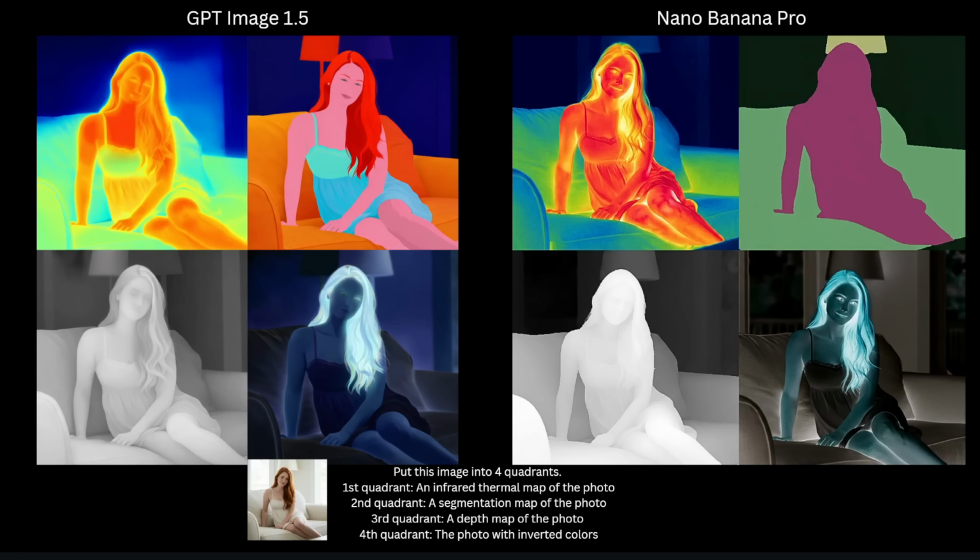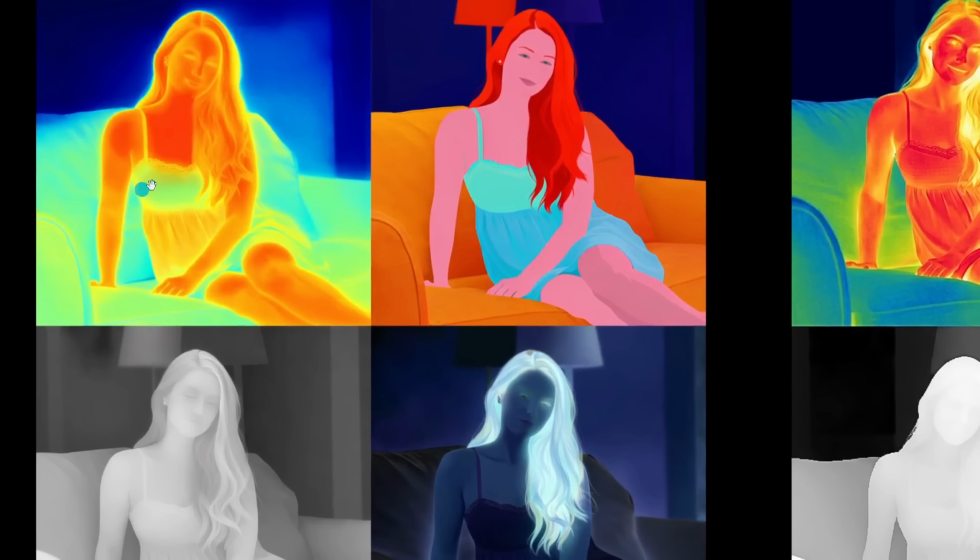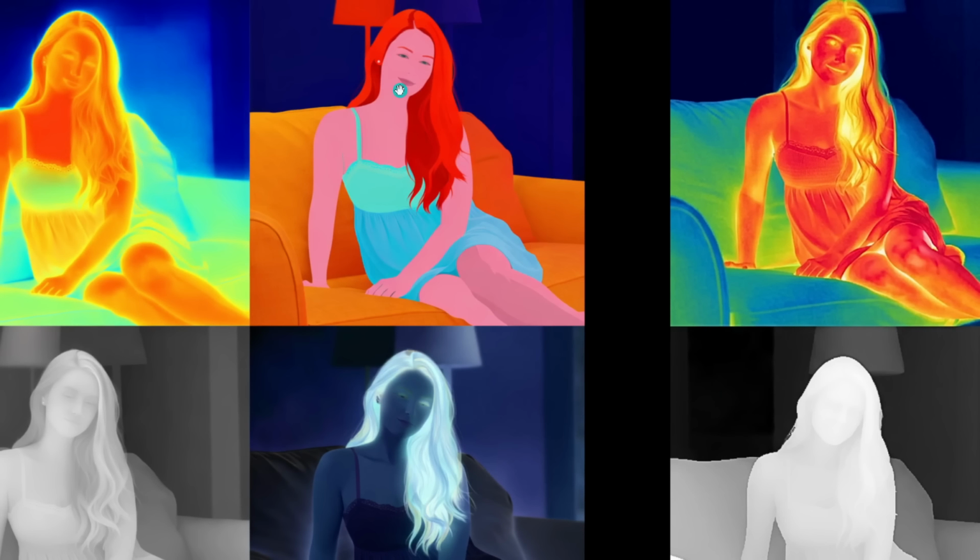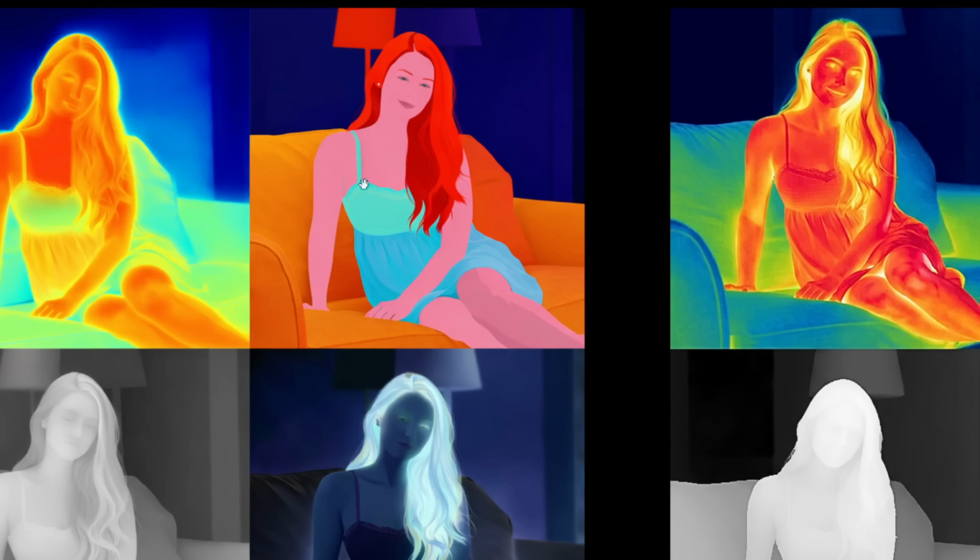Let's look at GPT Image first. For the infrared thermal map, it does seem to get this correct. So indeed, her skin should be the warmest in this photo, followed by, I guess, her clothing and sofa because she's touching it. And then the background should be a lot cooler. So the first quadrant is correct. For the second one, this is kind of a segmentation map. It doesn't look great, but I guess it's a pass.